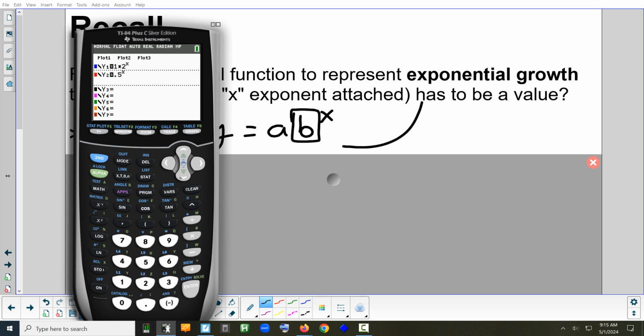2. Is that bigger than 1? Yes. That's why it looks like exponential growth. Where is it at? Oh, yeah, just sign off.